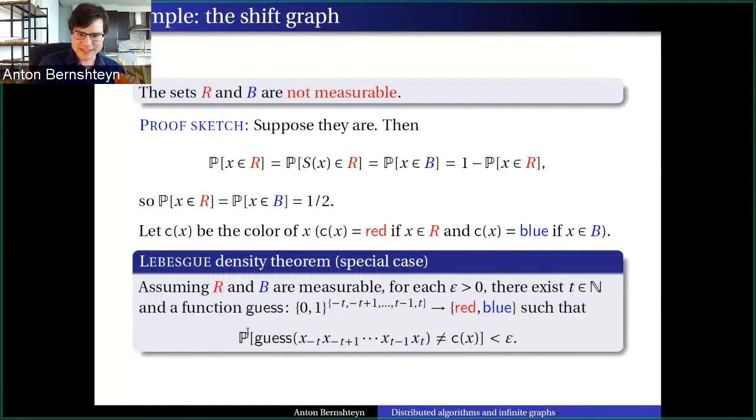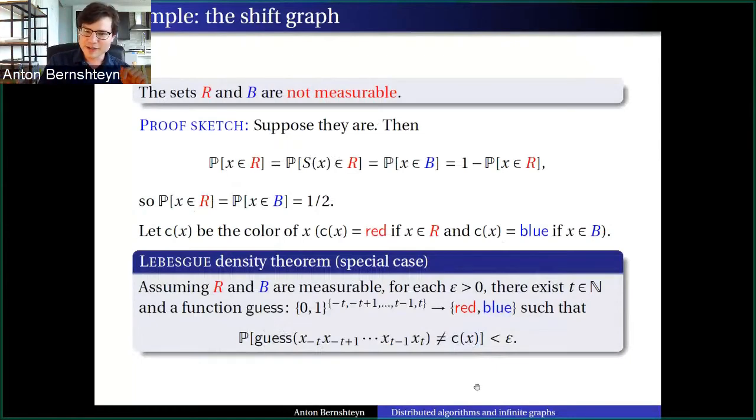So what do I mean by this? Assuming that R and B are measurable sets, the following is true. Give me an epsilon that is bigger than 0. Then there exists some natural number t and some kind of guessing function that does the following. I generate a random point x. There is some color that it has, either red or blue, C of x. In general, to know what C of x is, I need to know everything about x. I need to know the outcome of every single coin flip, and there are infinitely many of them.